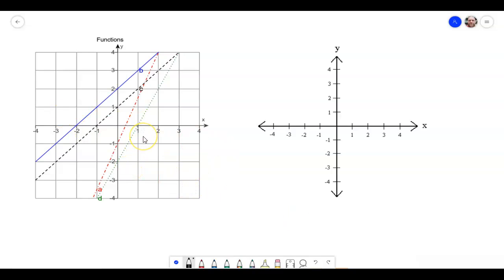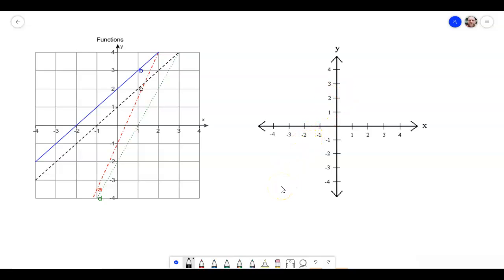Today I want to take a look at an example from section 3.2. This is number 4 in the homework, and we're basically going to estimate the graph of the derivative for each of these functions here, lowercase a, b, c, and d. I'm going to put them over here.